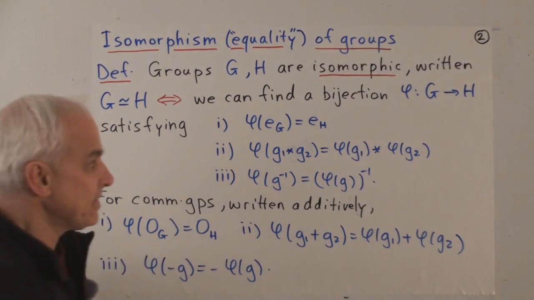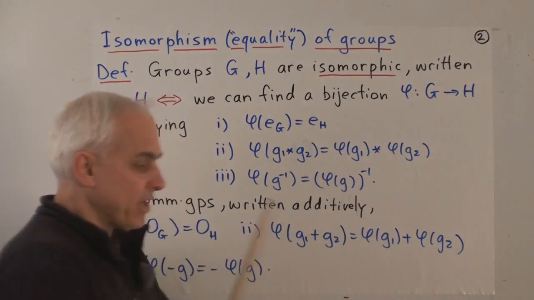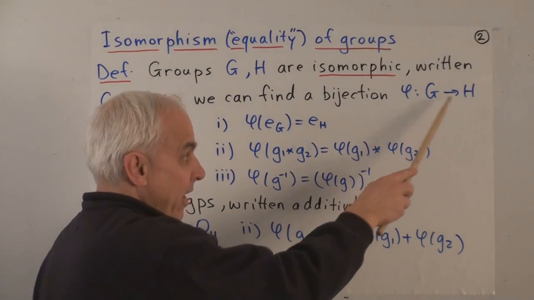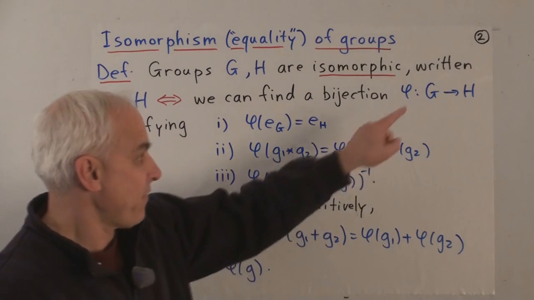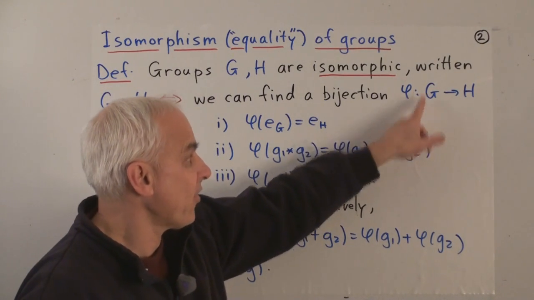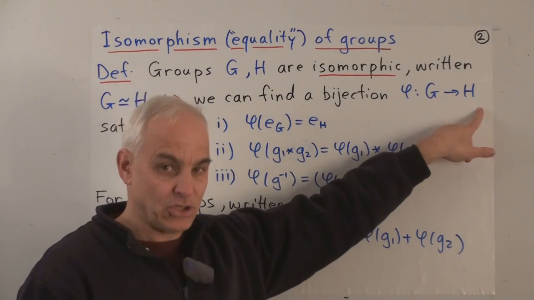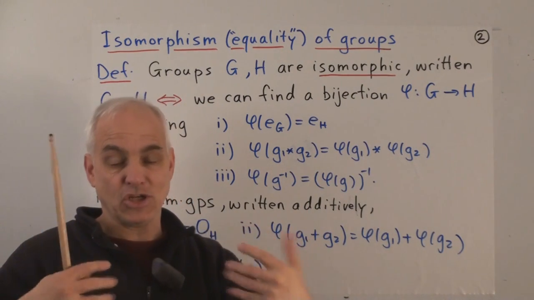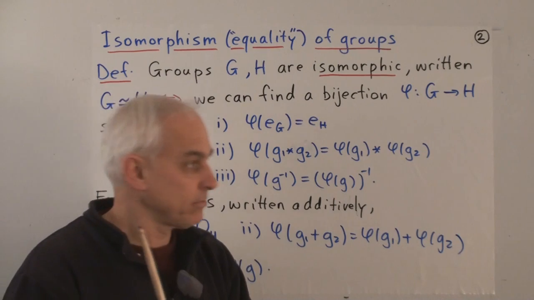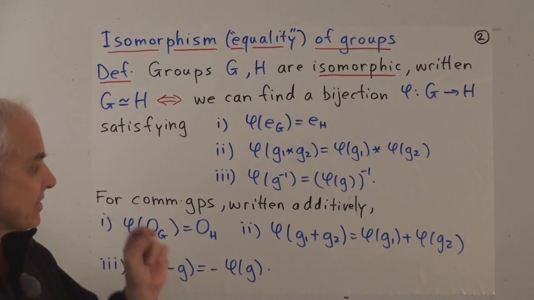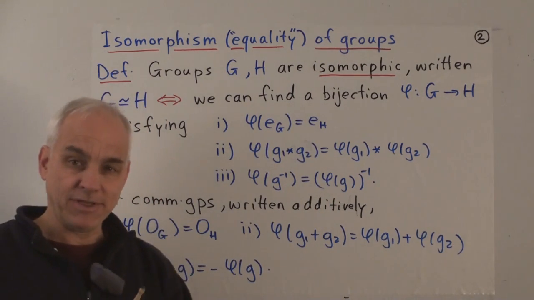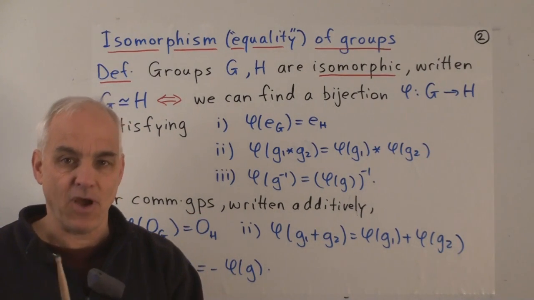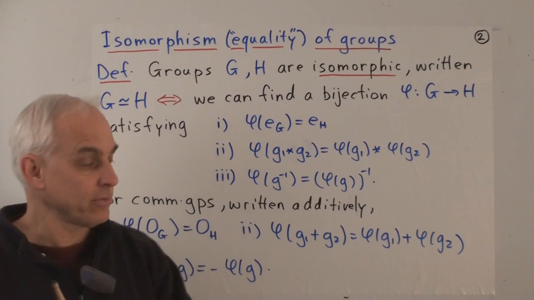It means that this phi is a complete pairing up between the elements of G and the elements of H. For every element in G, phi gives us a corresponding element of H in such a way that the two collections, G and H, are completely matched up. That bijection has to satisfy a few additional properties because we want it to respect the algebraic structure that we've got, namely the group structure.